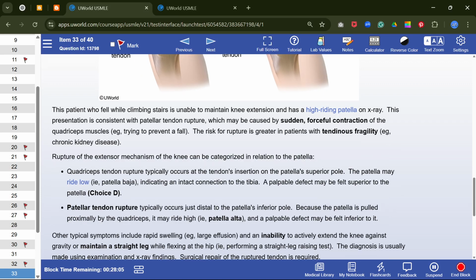Okay, this patient who fell while climbing stairs is unable to maintain knee extension and has a high-riding patella on exam. This presentation is consistent with patellar tendon rupture.